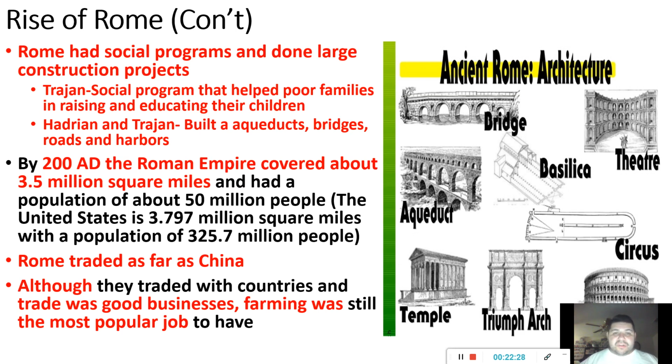Chances are that will probably be a test question. Like, how far did Rome trade, or who was the farthest that Rome traded with? China. Now the thing is, although the trade business was good and made the money, farming was still the most popular job, because there was plenty of it to go around. Some people would rather farm as opposed to building stuff, being a merchant, or being a soldier.